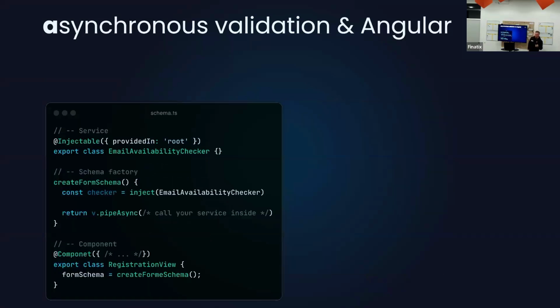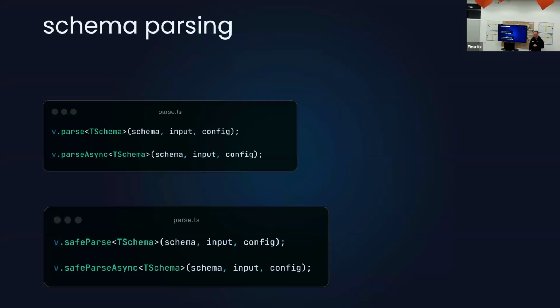And it's also very straightforward to combine this with Angular. You can still have your Angular services, like an email availability checker, if you like. And then you can have a little factory function that is injecting this email service, and then you can create your asynchronous schema or validation out of this. Yeah. So this is just the API that you can use.